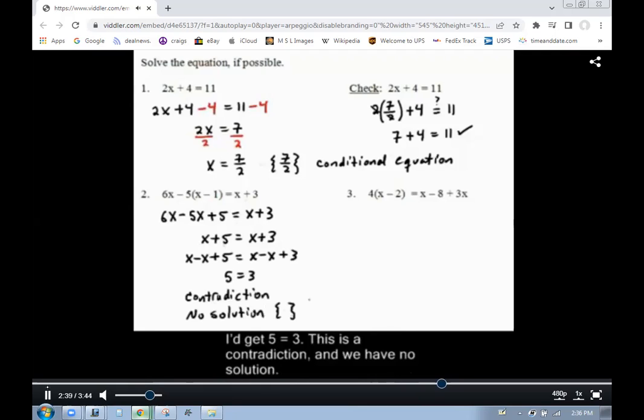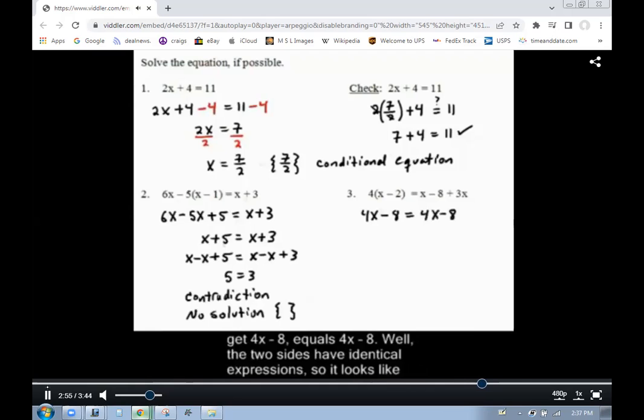The last equation is 4 times the quantity x minus 2 equals x minus 8 plus 3x. Simplifying, we get 4x minus 8 equals 4x minus 8. Well, the 2 sides have identical expressions, so it looks like any number I substitute for x would make the two sides equal.